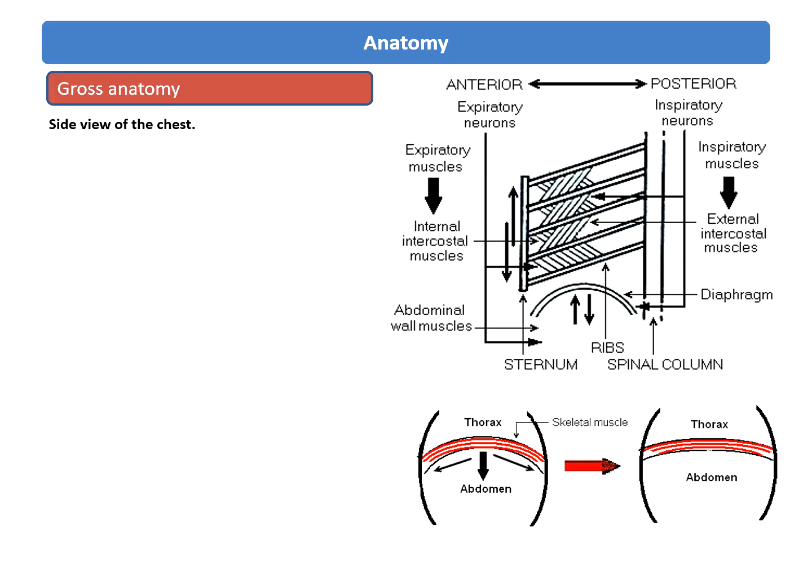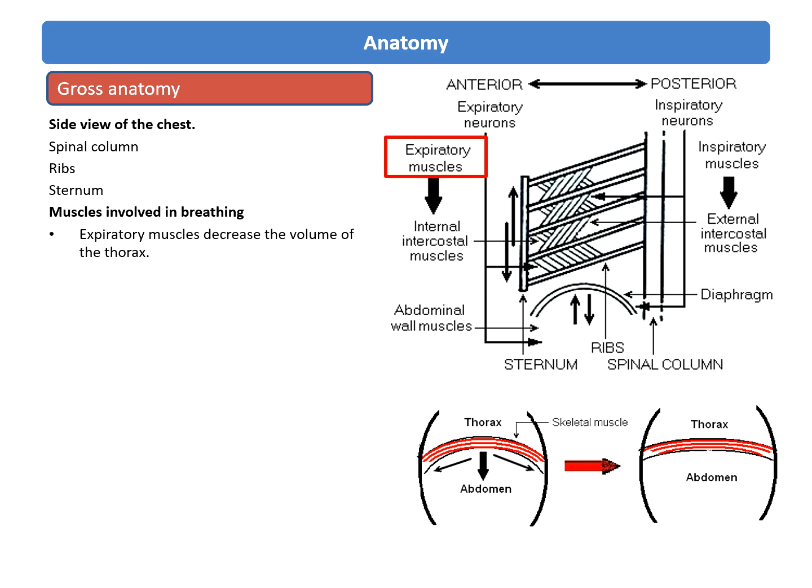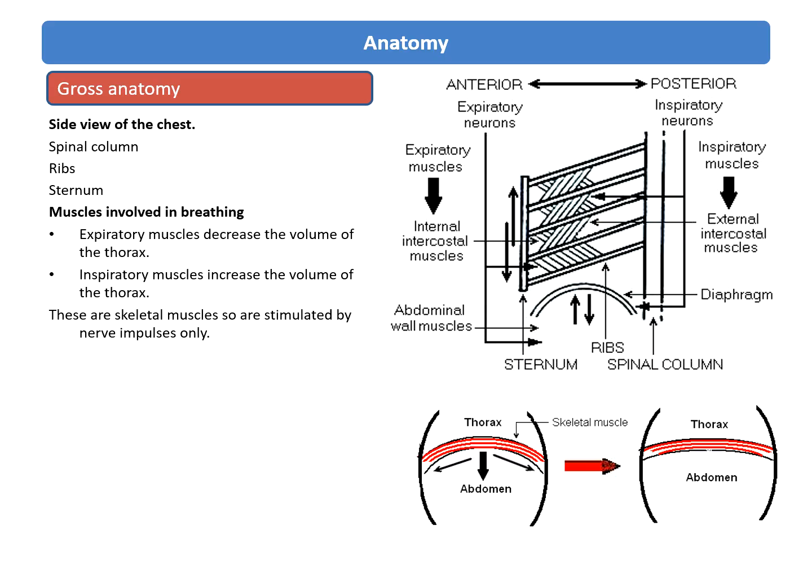Let's look at a side view of the chest. Here's the spinal column, the ribs, and the sternum. Notice the ribs slope from the spinal column downward to reach the sternum. The expiratory muscles decrease the volume of the thorax. The inspiratory muscles increase the volume of the thorax. These are skeletal muscles, so are stimulated by nerve impulses only.